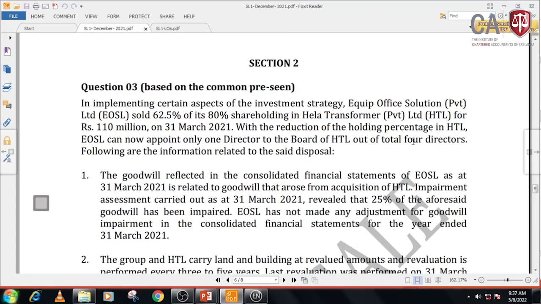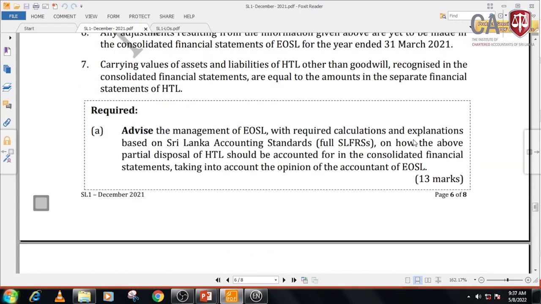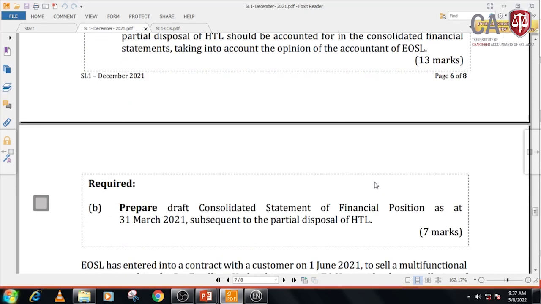Yeah, this is the one. Now usually I have advised students, in the exam pressure, without having to read A to Z, let's go to the end and see what the examiner is testing, right. 1. Advise the management with required calculation and explanation based on the SLFRS on how the above partial disposal... Now typically this is a consolidation question, right.